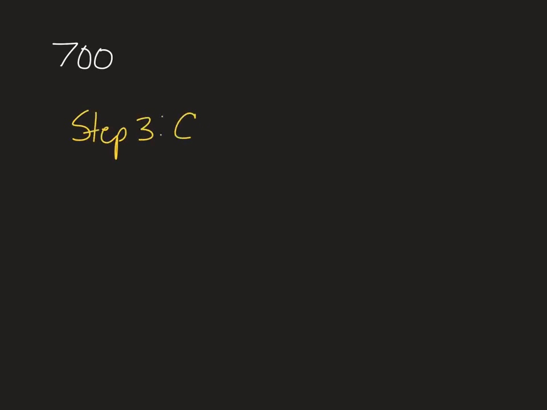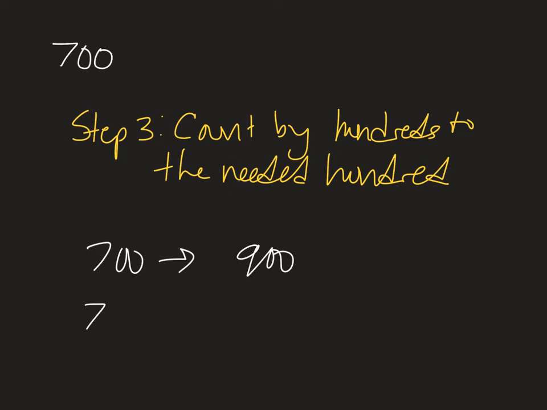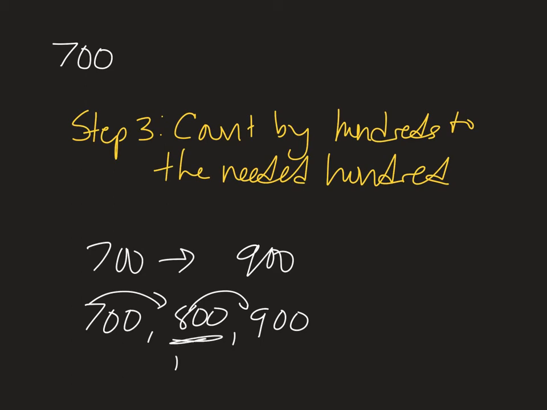Step 3, count by hundreds to the needed 100. So we need to get from 700 to 900. So let's count by hundreds. 700, 800, because we're going up by hundreds. 7 goes into 8. And now 8 turns into a 900. Awesome. So we found out we just need to add 100 to get to 900.